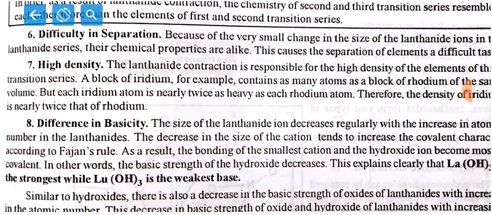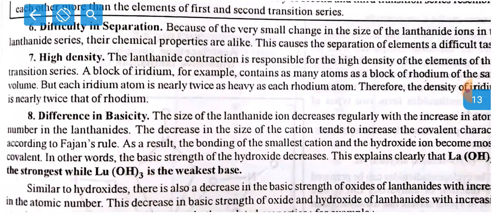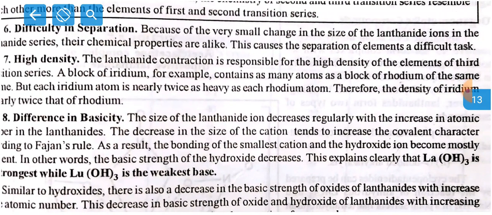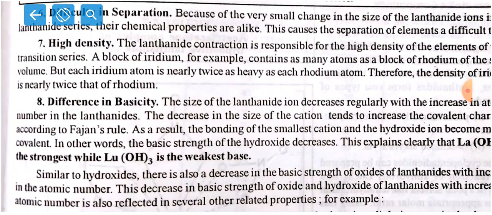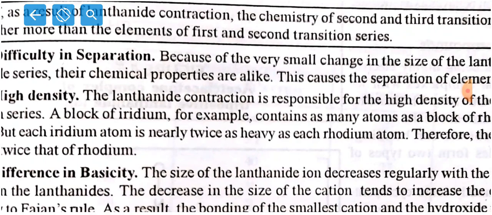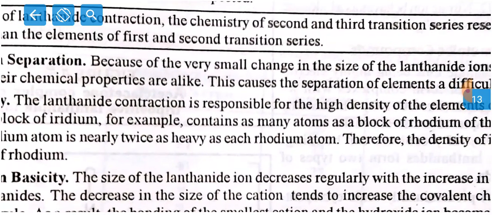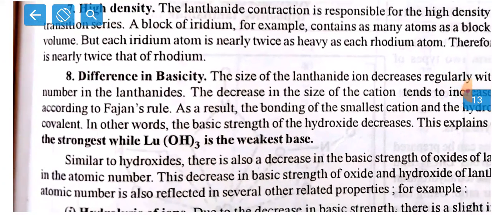Seventh, high density. The lanthanoid contraction is responsible for the high density of the elements of the third transition series. A block of iridium, for example, contains as many atoms as a block of rhodium of the same volume, but each iridium atom is nearly twice as heavy as each rhodium atom. Therefore, the density of iridium is nearly twice that of rhodium.